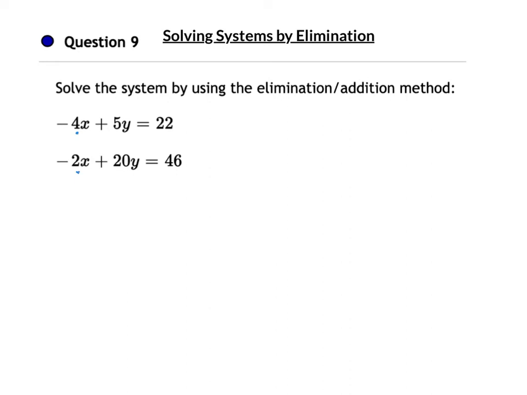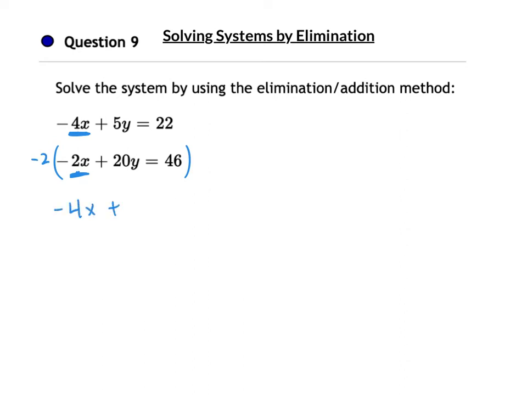5 and 20, the smallest number that 5 and 20 divide into evenly is 20. Remember, the smallest number that 20 divides into is 20. Goes in once. So let's use the x's again because the numbers are smaller. The top one is negative 4. I want to make the negative 2 positive 4. What do I multiply negative 2 by to make positive 4, the opposite of negative 4? That'd be negative 2. I'm going to rewrite that top equation.